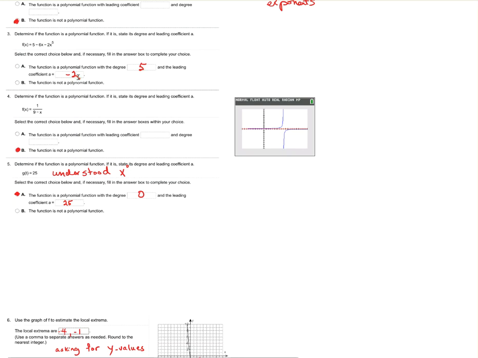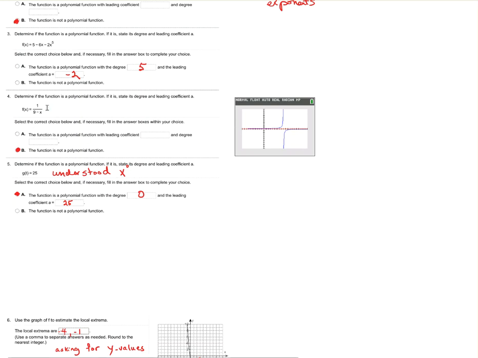The leading coefficient is -2. On number 4, this says 1 over 9 minus x. And if you're just thinking about x, you might say, well, there's nothing wrong with that. But that's on the denominator of a fraction. So the best way to see it is to graph it.